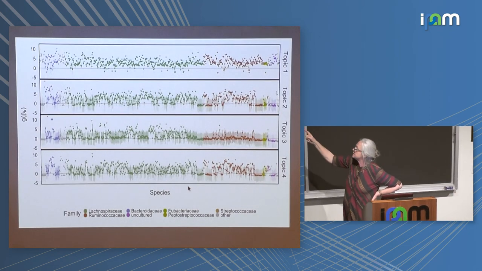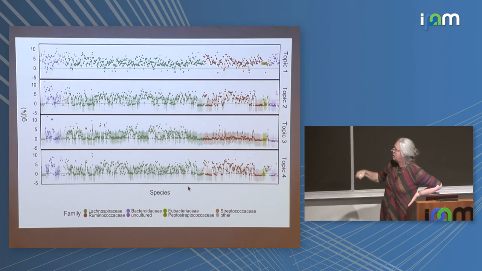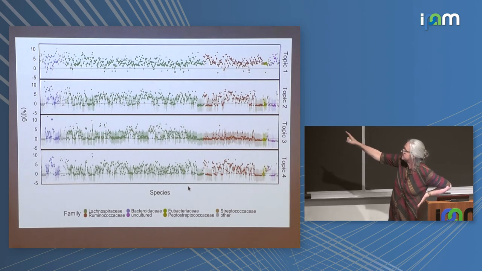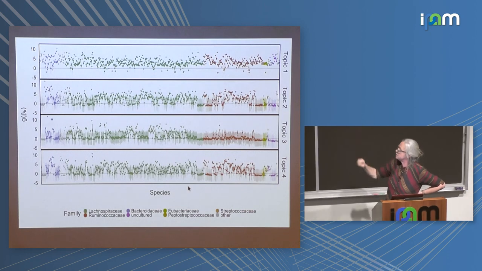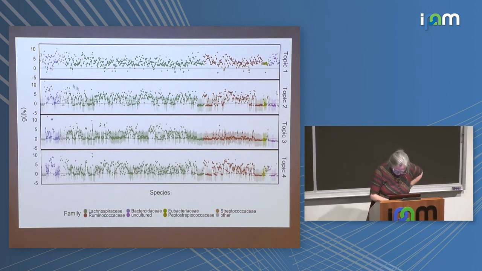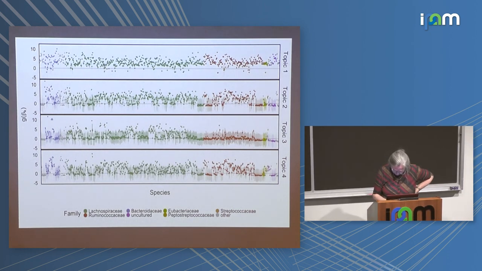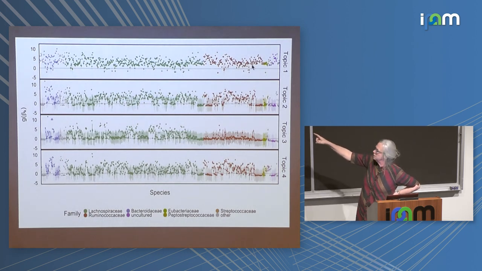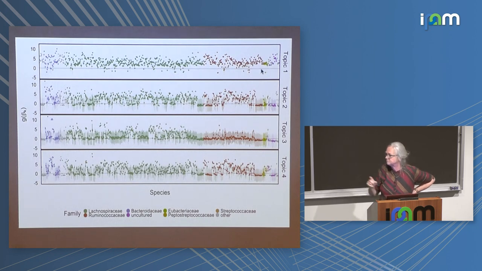And here, for instance, are the prevalences of the different families across the different topics. And so here they've been organized along the phylogenetic tree. So you have the different families here. The ruminococcus change a lot during this antibiotic perturbation. And so that's the family that you see here.